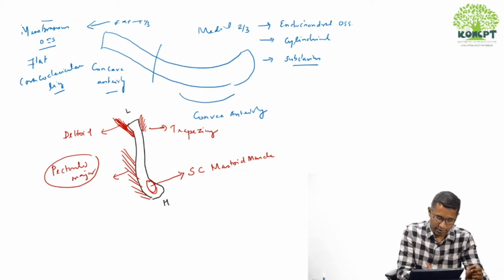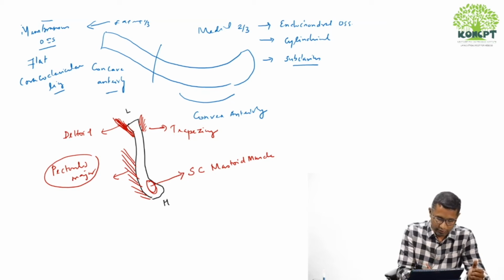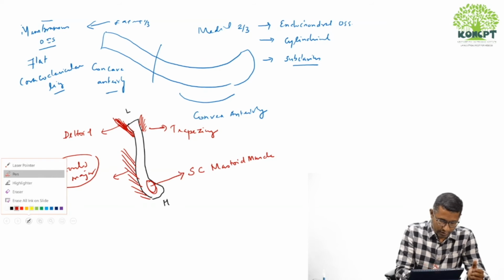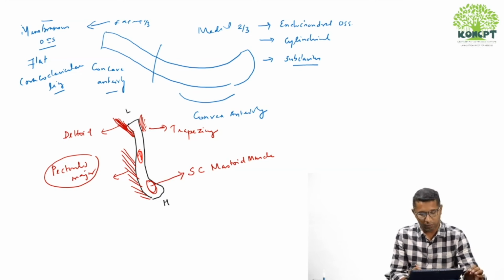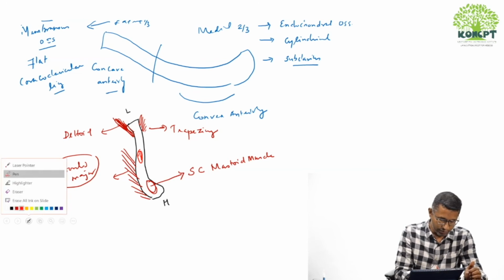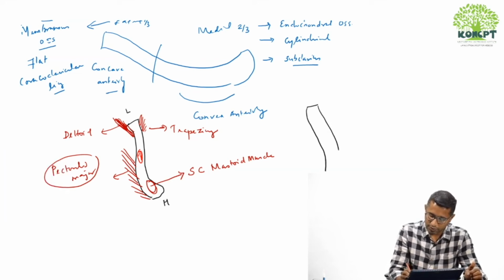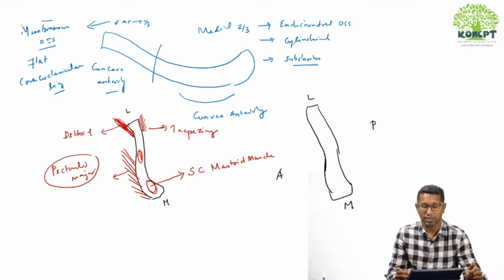there is a muscle which gets inserted into the middle third of the clavicle. That muscle is the subclavius muscle. With the same view, if you look at the clavicle from the superior aspect, this will be the anterior side and this will be the posterior side, this is the medial end of the clavicle and this is the lateral end of the clavicle.